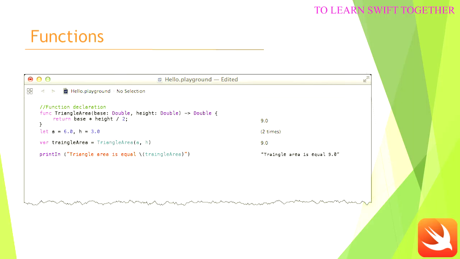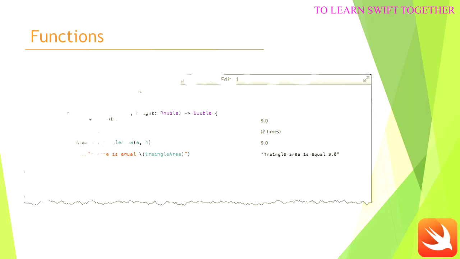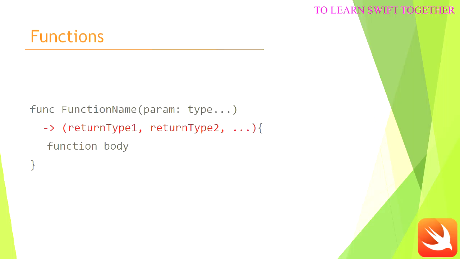But what if we want to return several values at once? You can do it in Swift. To do so, after the arrow, we specify two types of data or more in brackets. We separate them from each other with commas. We can return as many values as we need from each function.